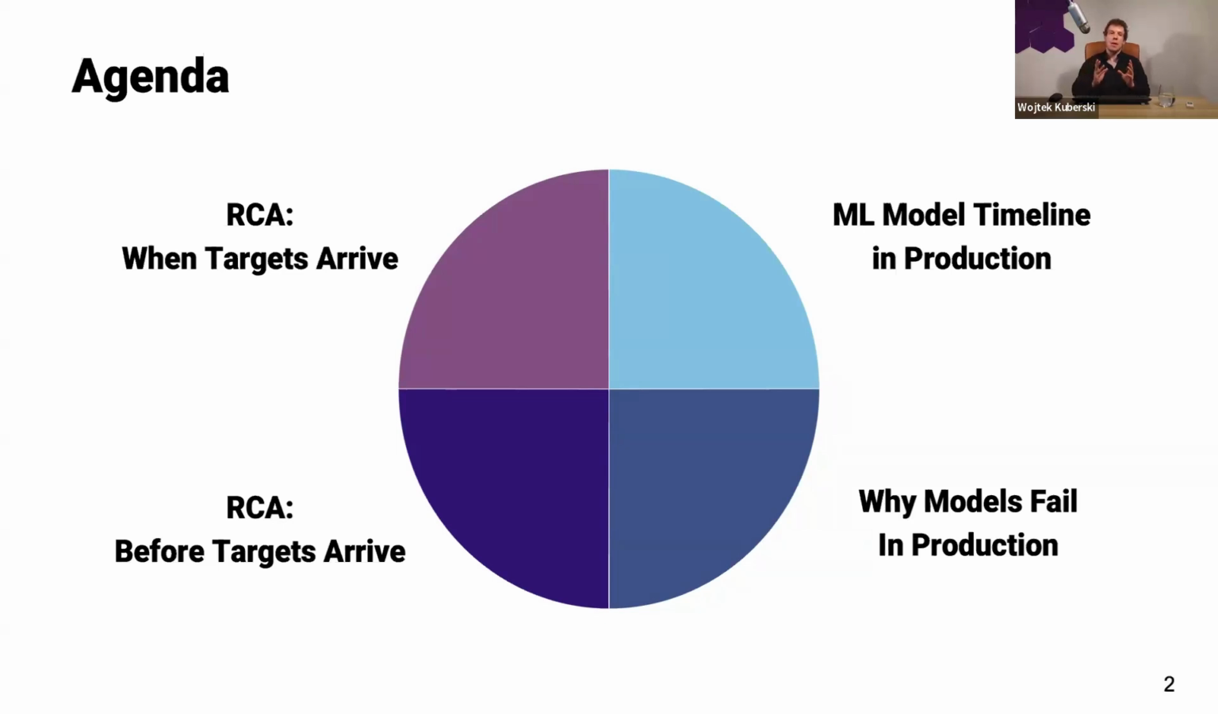And then we're going to focus on two kinds of root cause analysis. The first one is going to be root cause analysis for issues that we are able to find and diagnose before we actually get the target data back, so before we get the labels or the ground truth back. And then the second part of the RCA will happen after we get the targets. And that part is going to be significantly smaller because luckily we can actually diagnose most of the issues before the targets arrive.